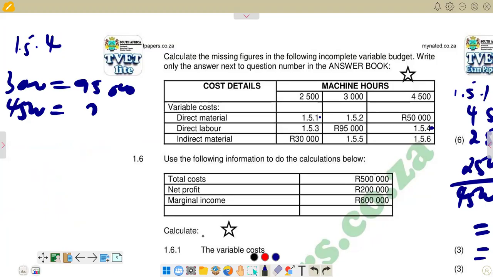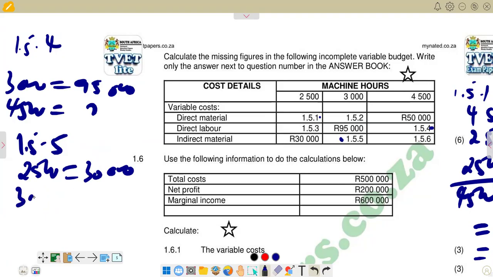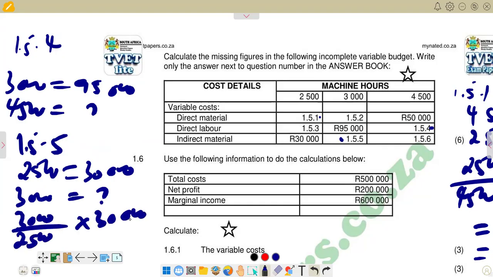So for 1.5.5, we are saying again, we are here now. You can use this one. 10,000 is the one that is given, 2,500 is equal to 30,000. So the one that we need is here, 30,000 with the question mark. So it becomes the numerator, then the other one is the denominator, multiplied by 30,000.